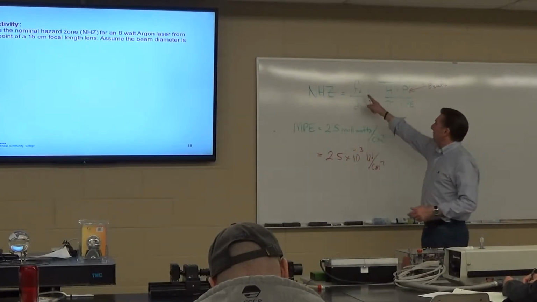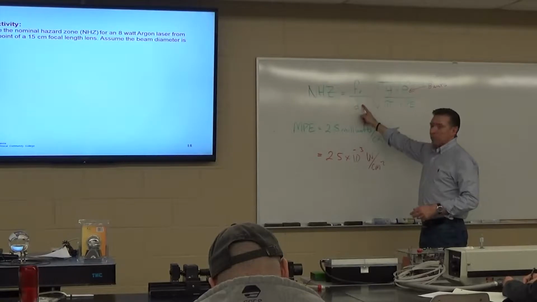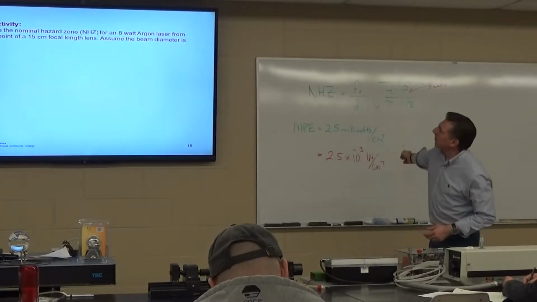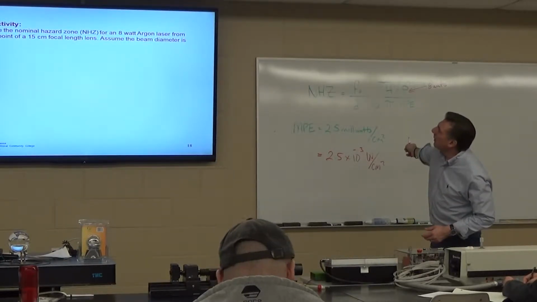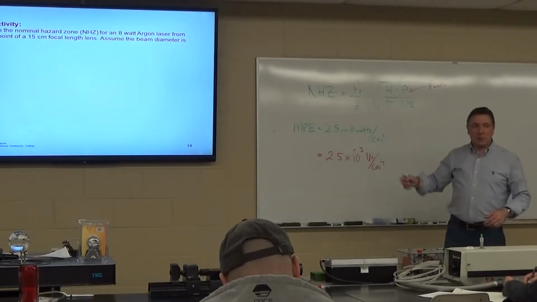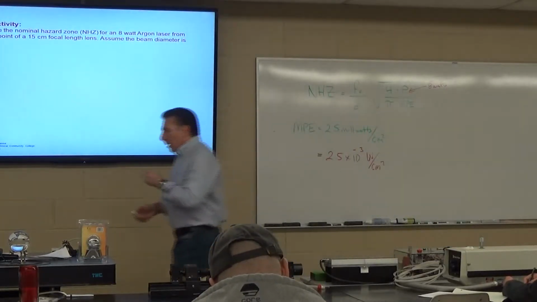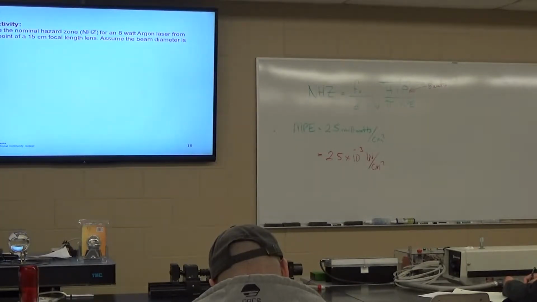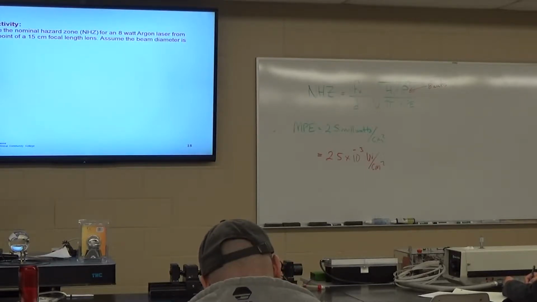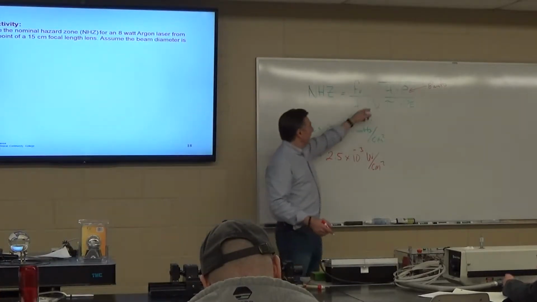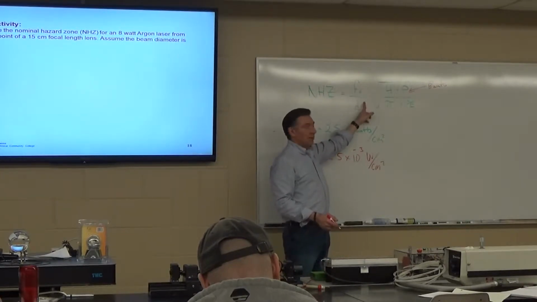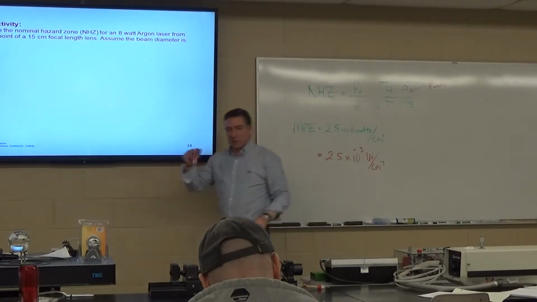Keep in mind that the focal length was given in centimeters, the diameter is given in millimeters. So make sure that those units are the same. The focal length, f0, is 15 centimeters, okay? And the diameter of the beam is 5 millimeters. So when you divide these two numbers, either convert this to millimeters or this to centimeters, because you have to make sure those units are correct.